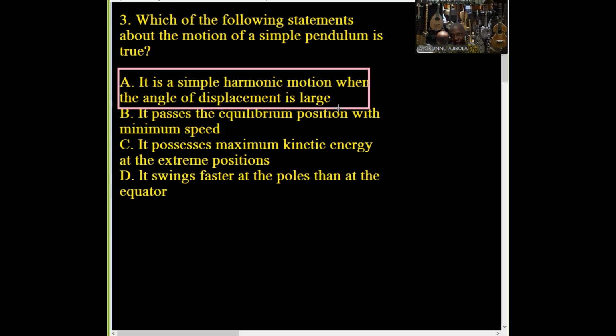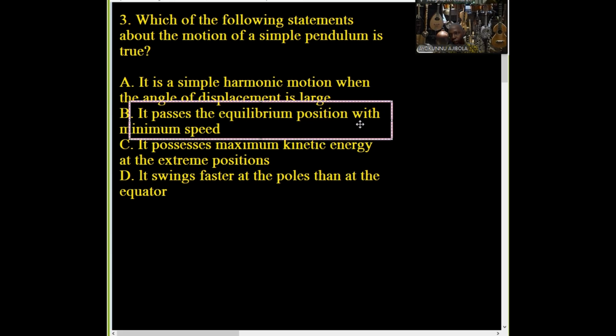Listen. The simple pendulum states that whether the angle of displacement is large or small, it is always a simple harmonic motion. So that first statement is not true, because the first statement is trying to condition it to only when the angle of displacement is large. So let's go to the second one. It says it passes the equilibrium position with minimum speed.